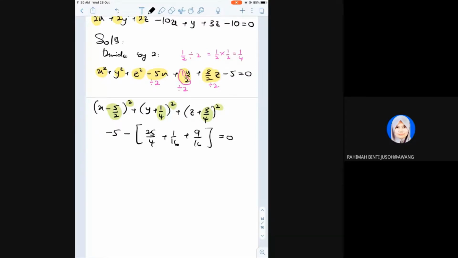Okay, so did you have your calculator with you right now? Please calculate the value. Cuba you calculate dapat berapa tu? Negative 95 over 8. Negatif tu duduk sebelah kiri ke kanan? Kiri. Negatif berapa? 95 over 8. 95 over 8.